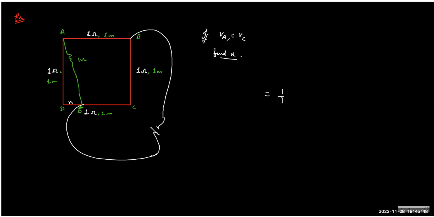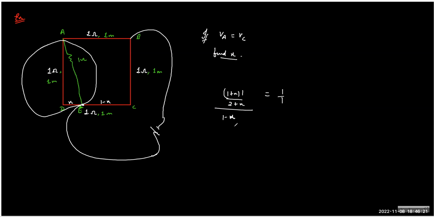Correct? Yes. But if you look from the E side, this entire term is a single resistance and this is a single resistance, right? And this entire resistance is how much? It is (1 plus x) into 1 upon (2 plus x), upon the other one, which is 1 minus x. Because here the length and resistance are proportional, right? That's it.